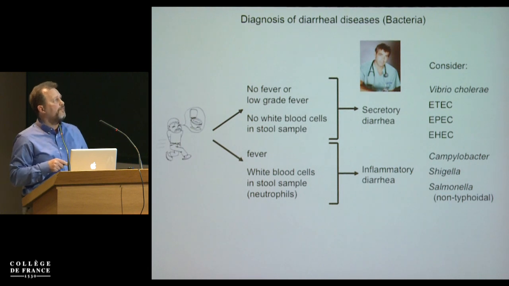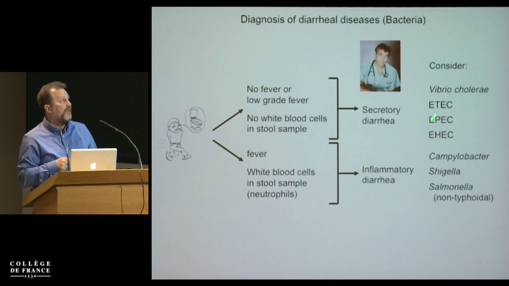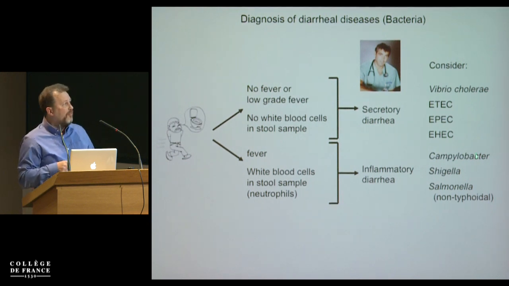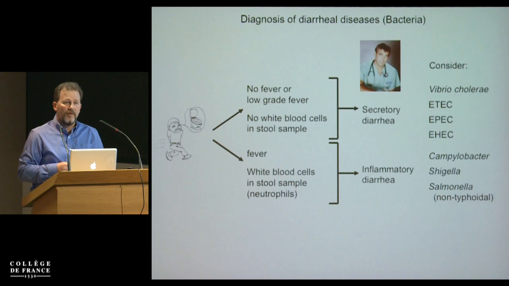which is important because the organisms causing them are different. On the secretory end of things, we have Vibrio cholerae, enterotoxigenic E. coli, and the two organisms we just heard about, the AE pathogens. And on the inflammatory end, you have Campylobacter, Shigella, and non-typhoidal Salmonella, which is the topic of our talk today.